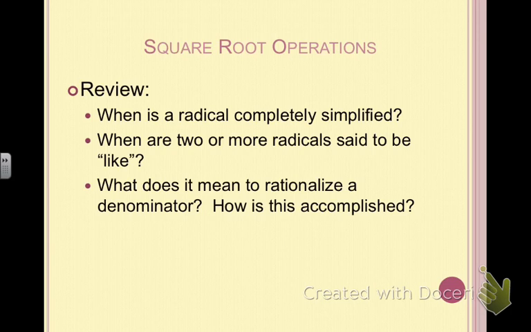Last, radicals are said to be like when they have the same index and the same radicand. If they do not have the same index or they have different radicands, then they are not like radicals. When radicals are like radicals, they can then be added and subtracted. If they are not like radicals, you cannot add or subtract them. Remember that you sometimes have to simplify the square roots in order to discover that they actually are like radicals, and then you can add or subtract them.